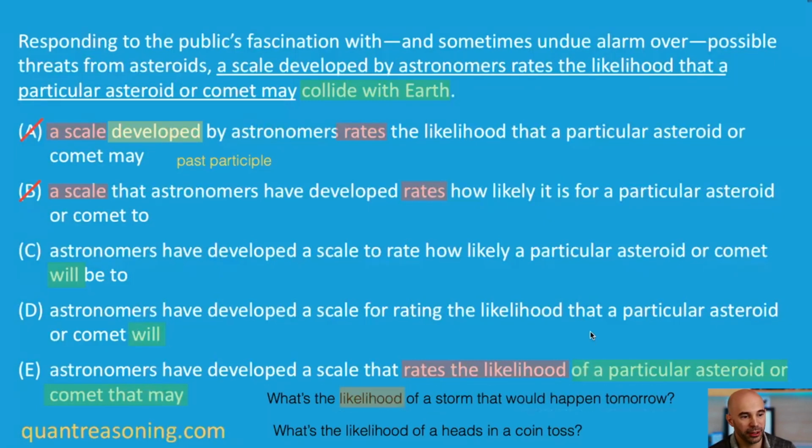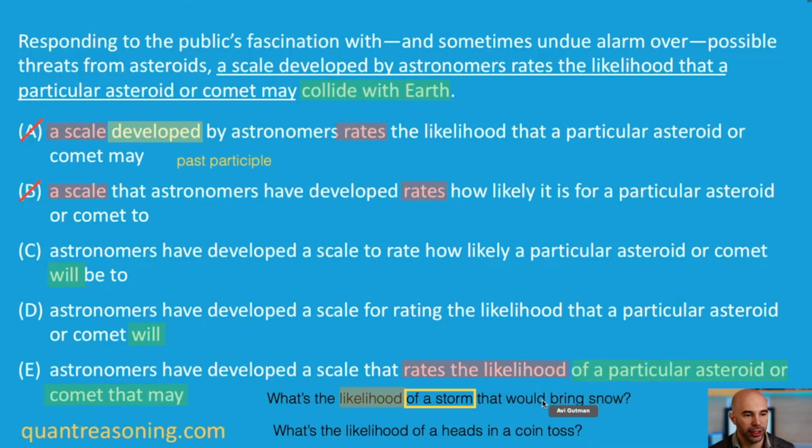What's the likelihood of a storm that would happen tomorrow? No, that's still wrong. It's wrong because of the roles of the different modifiers in this sentence. Okay, you've got a prepositional phrase here describing the word likelihood, modifying the word likelihood. And then you have another noun modifier immediately after it describing the storm, right? You're saying, what kind of storm are we talking about? We're talking about the kind of storm that would happen tomorrow. But that's not a kind of storm.